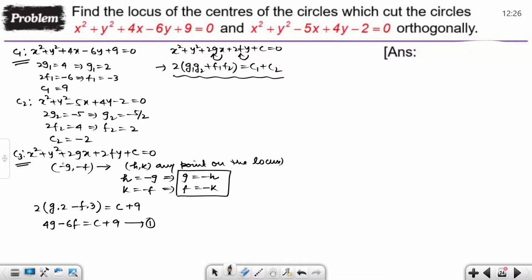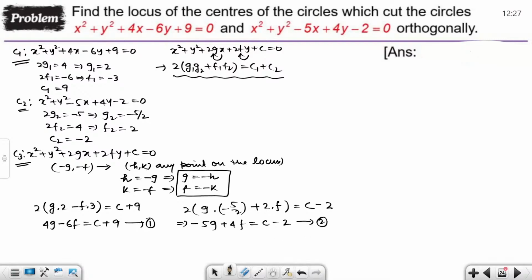Right? Again, I am applying the same formula for C2 and C3. Why? Because they are also intersecting each other orthogonally. So in that case, what will you write? You will write 2 times (g into minus 5 over 2 plus f into 2) equals c minus 2. So if we multiply, we are going to have minus 5g plus 4f equals c minus 2. And this is our second equation.